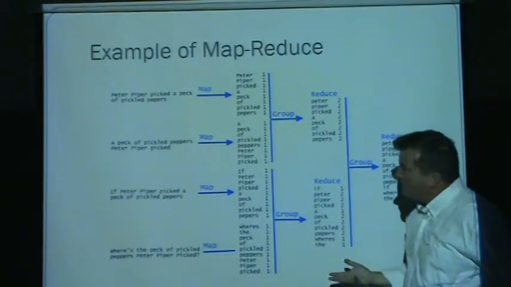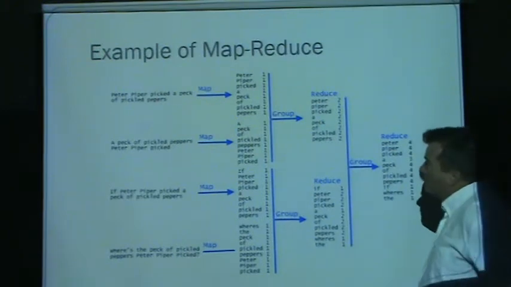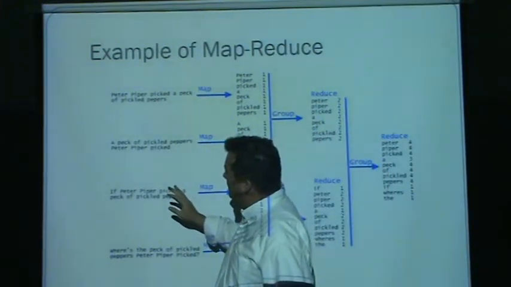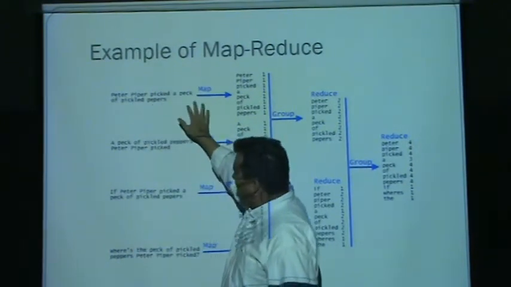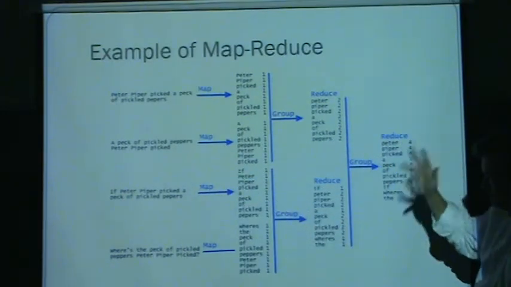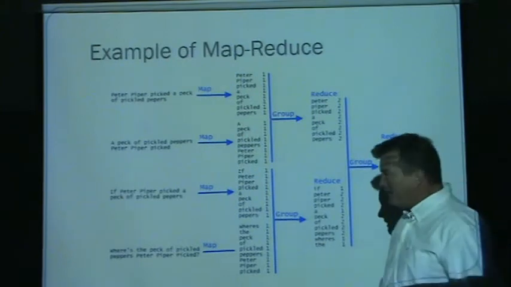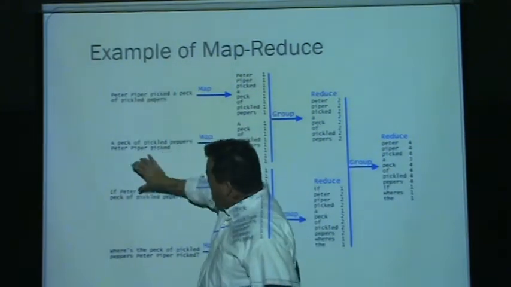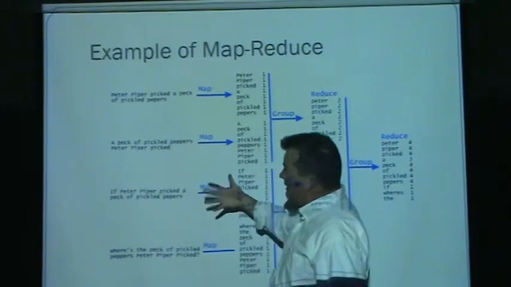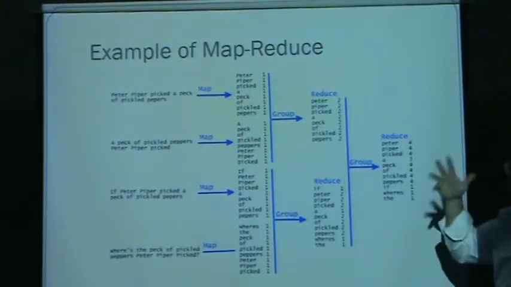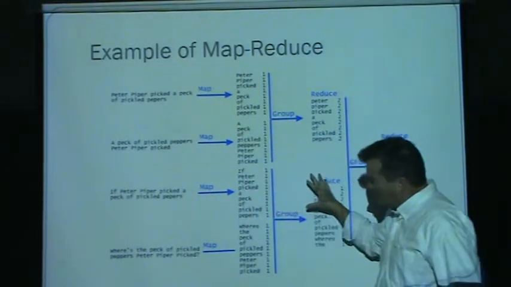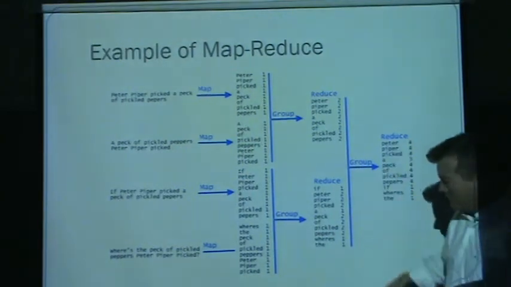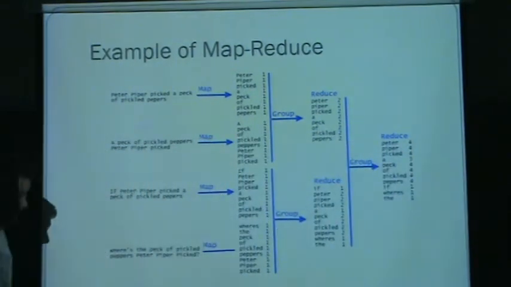Here's an example. It's kind of a silly example, but suppose we had 4 different statements. This is the play on Peter Piper picked a peck of pickled peppers, the thing that's hard to say if you say it very fast. So here are 4 different sentences that have those same words repeating in them. This is an example that came from the Apache Hadoop web pages, which give an example of how this works.